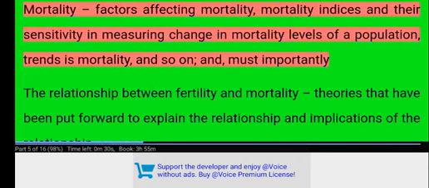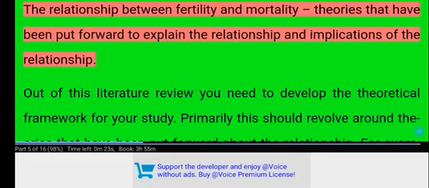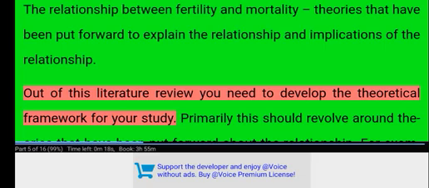Mortality, factors affecting mortality, mortality indices and their sensitivity in measuring change in mortality levels of a population, trends in mortality, and so on, and, most importantly, the relationship between fertility and mortality, theories that have been put forward to explain the relationship and implications of the relationship. Out of this literature review, you need to develop a theoretical framework for your study.